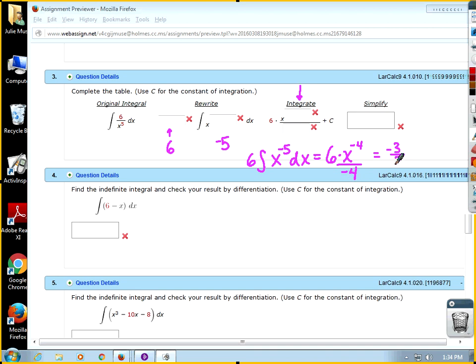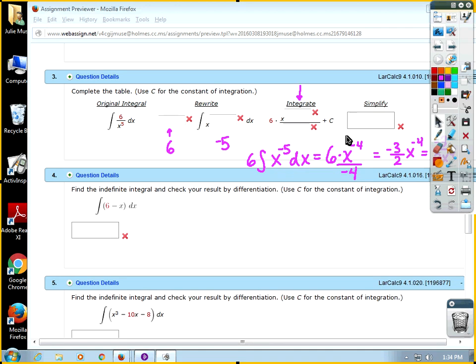So think 6 over -4 reduces to -3 over 2. And then we have x to the -4. It should let you leave it like that, or if it's wrong, then we'll put in -3 over 2 x to the 4th, turn it into a positive exponent. But I'm pretty sure they'll let us leave it negative, so we'll check and see.